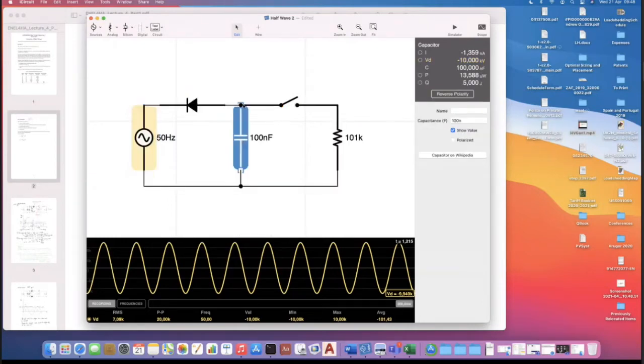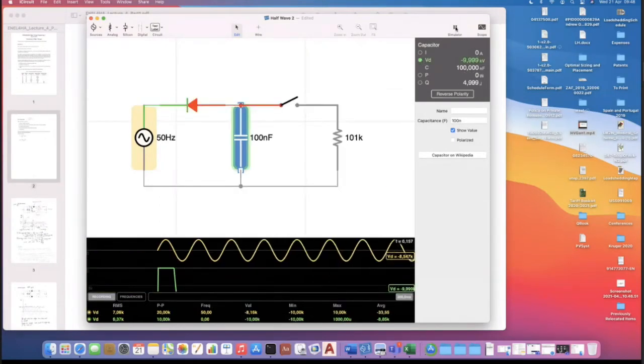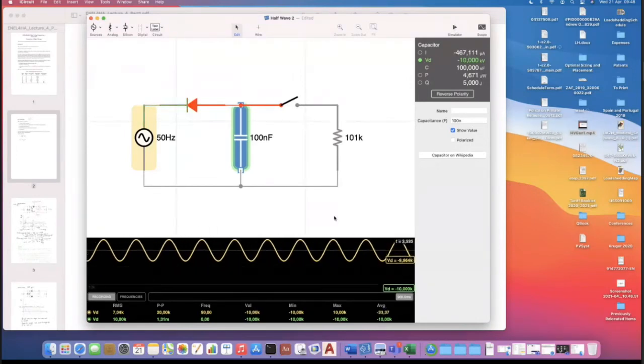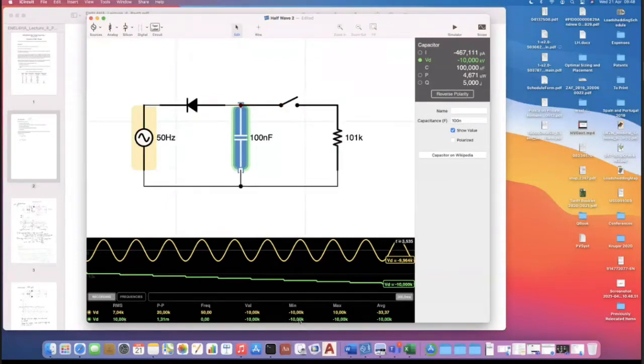Let's have a look at our outputs. So our output will be across the capacitor. Let's run it. Right. It's actually below the capacitor because of the direction of the diode. But you're happy there, that green line is indicating 10 kV.